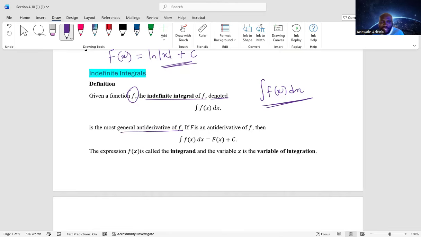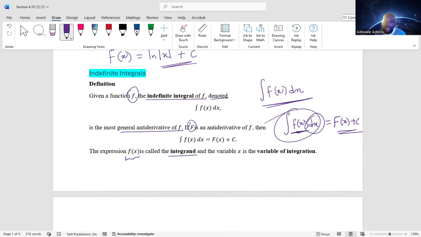So if capital F is an antiderivative of that small function f, then the antiderivative of this function is going to be F of x plus C. This is the notation that tells us that we are looking for the antiderivative of a function. And the f of x is called the integrand. That is, this f of x is the integrand. And what tells us about the variable of integration is this dx.